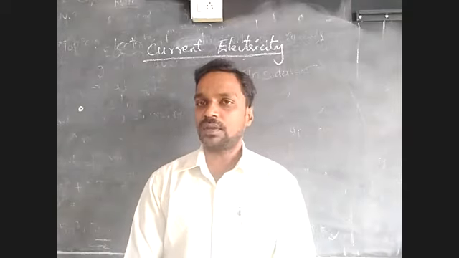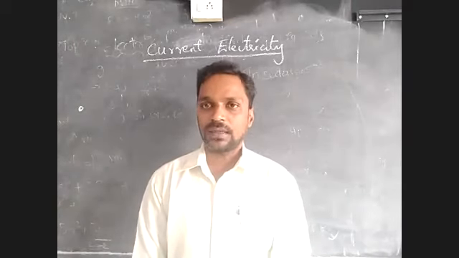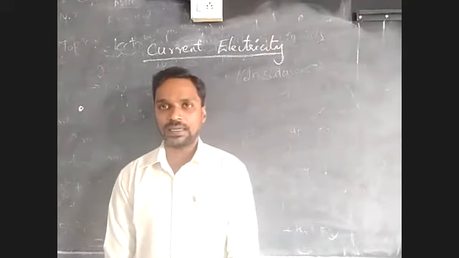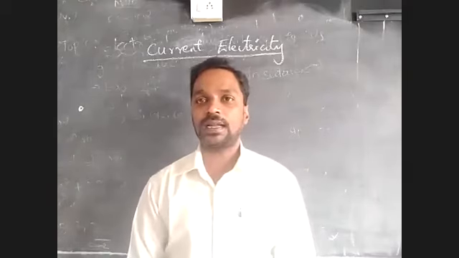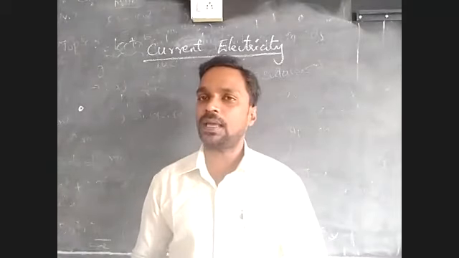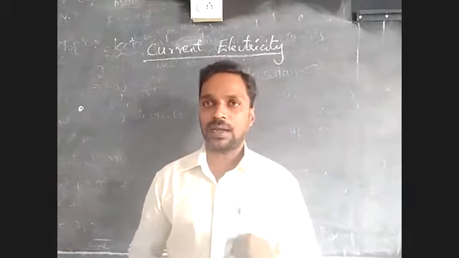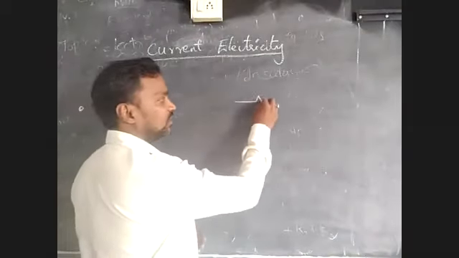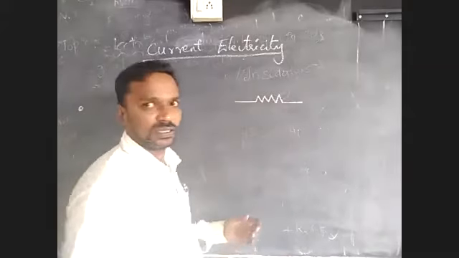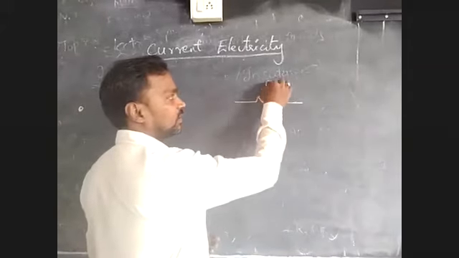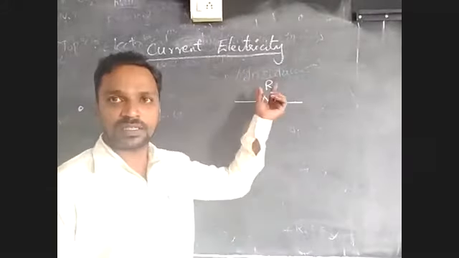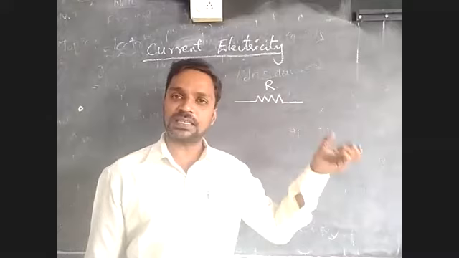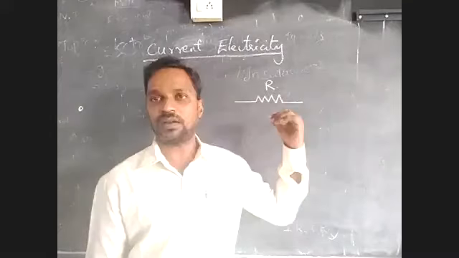The opposition offered by a conductor to the flow of charges or to the flow of electric current in a conductor is called electrical resistance. Electrical resistance is denoted by capital R. In electric circuits, R is the symbol of a resistor. Resistor is a device. Resistance is the property. This we have already discussed.